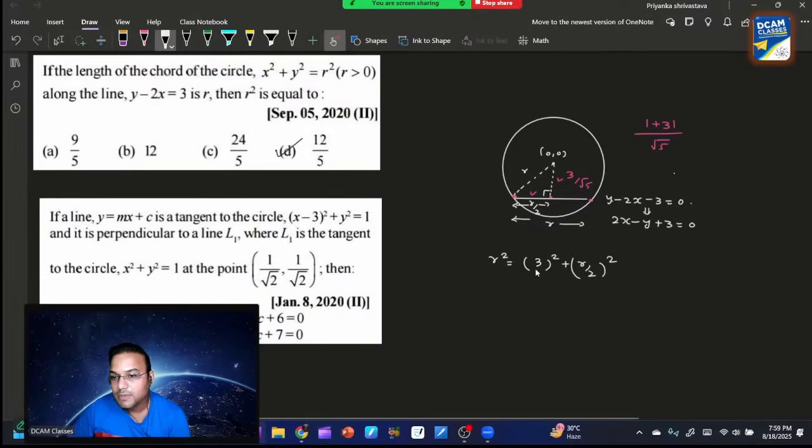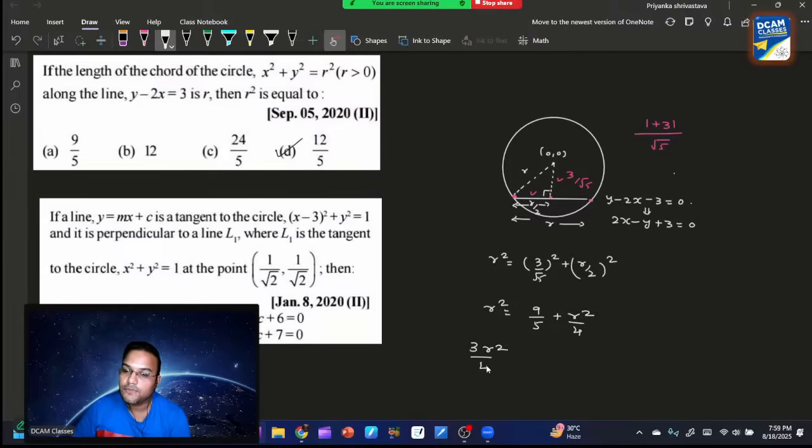So now 3 by root 5 whole square, r square is equal to 9 by 5 plus r square by 4. What is 3r square by 4? It is 9 by 5. 3 is 9. r square is equal to 12 by 5. Okay. Easy.